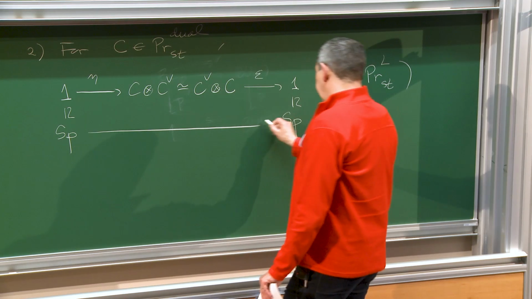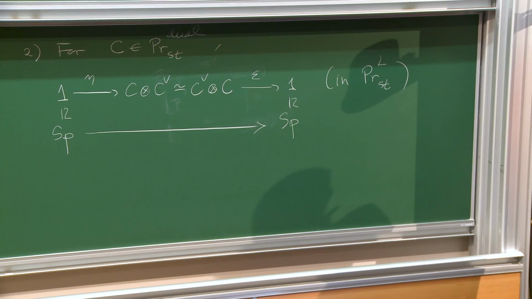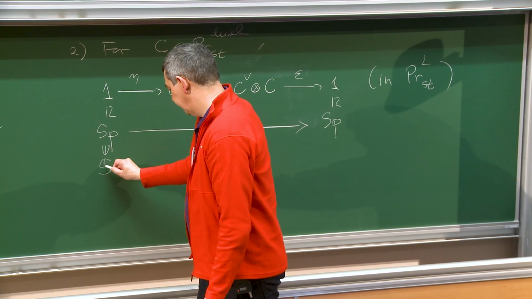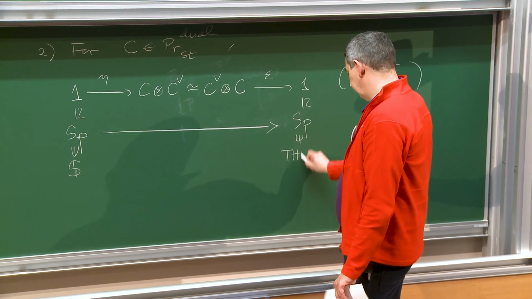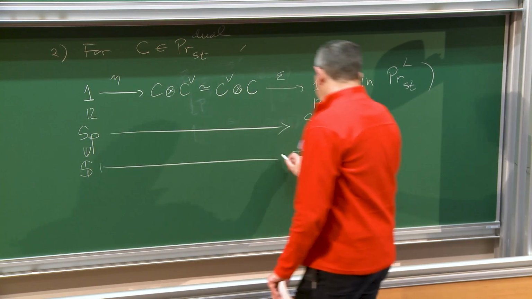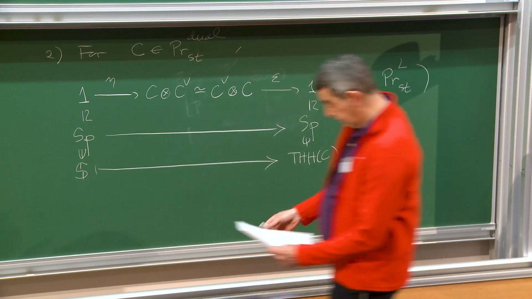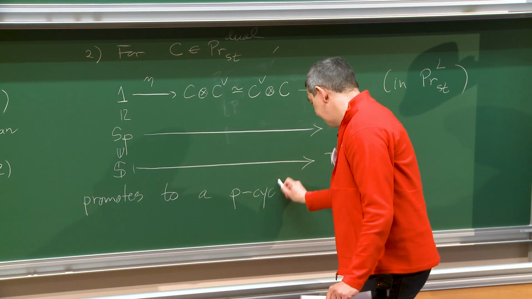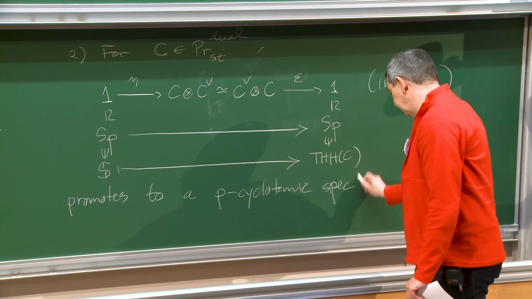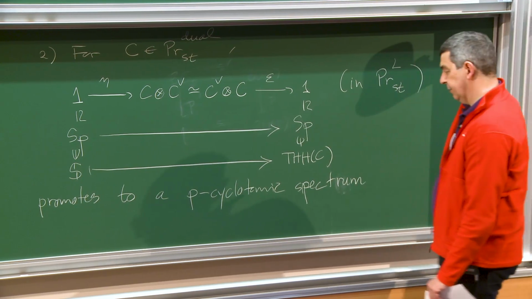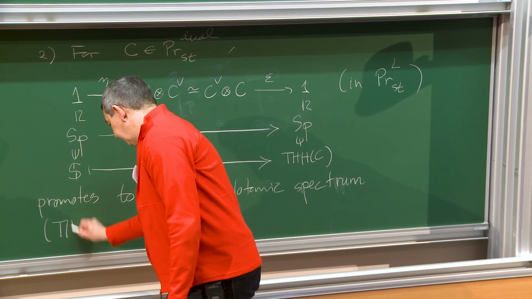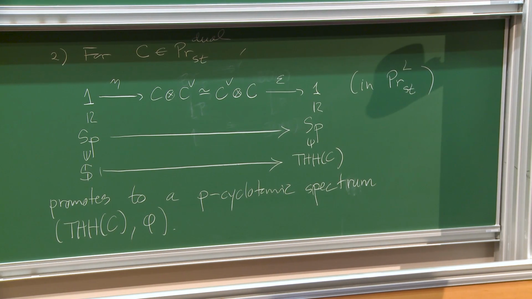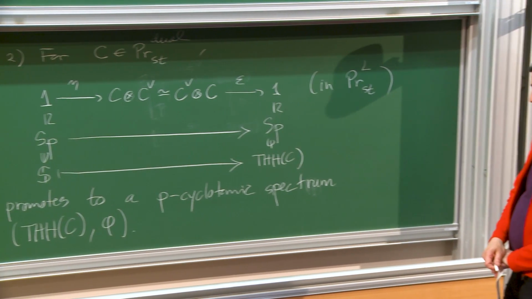So this map here is a functor from spectra to spectra that preserves co-limits, and that is determined by what it does to the tensor unit, which is the sphere spectrum. And that goes to something which we call Tate. And then this promotes to a p-cyclotomic spectrum. So now I have only defined it as a spectrum, but what I'm saying is that in fact it has a canonical circle action, and it also has a canonical Frobenius, which was discovered by Bökstedt, Hsiang, and Madsen.